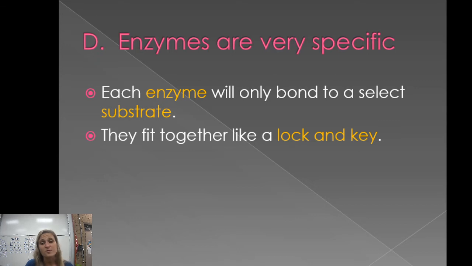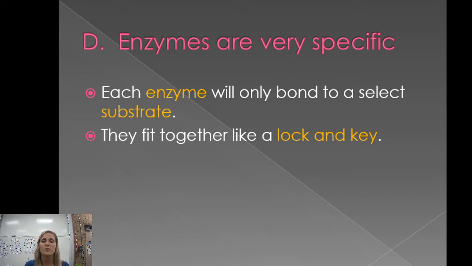Enzymes are super specific, right? We said this before. Each enzyme only bonds to a certain type of substrate. So one enzyme can't go and do like 50 different types of reactions. It's made very specifically for a specific substrate, a specific reactant, and it's made to only do that specific thing.